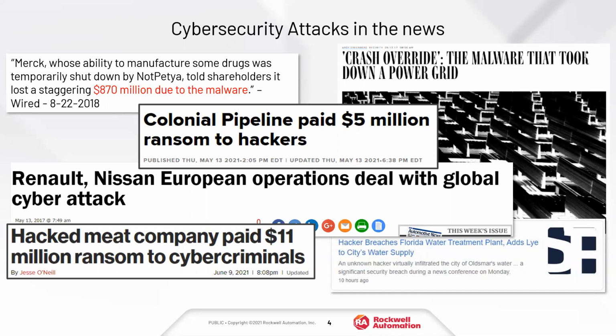Some of these on the slide are just a few quick headlines that we've seen in the industrial security space, a few that you guys may have seen. Since 2017, we've dealt with one that was called NotPetya.